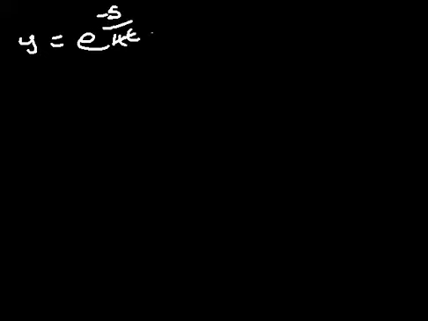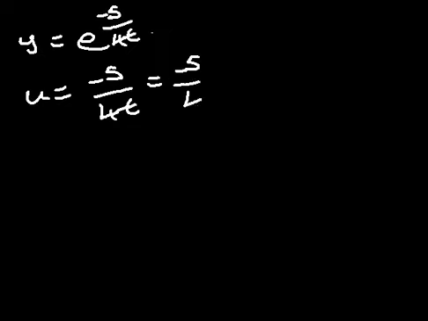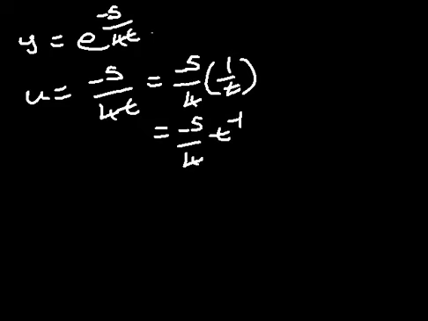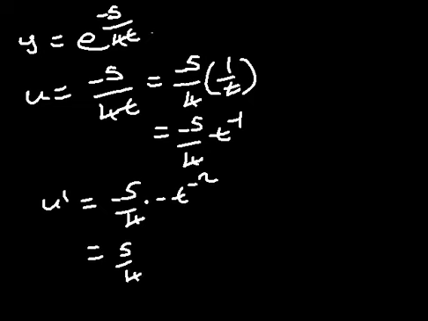Now this is the exponential function with the base e. So I'll have u being given as negative 5 over 4t, which is the same as negative 5 over 4 times 1 over t. That is the same as negative 5 over 4 times t to the power negative 1. So what is u prime? We have negative 5 over 4 times negative t to the power negative 2. That is the same as positive 5 over 4 times t to the power negative 2, which is the same as 5 over 4 t squared.